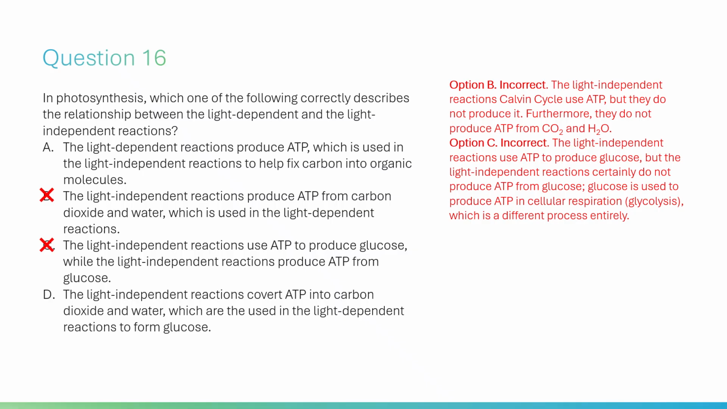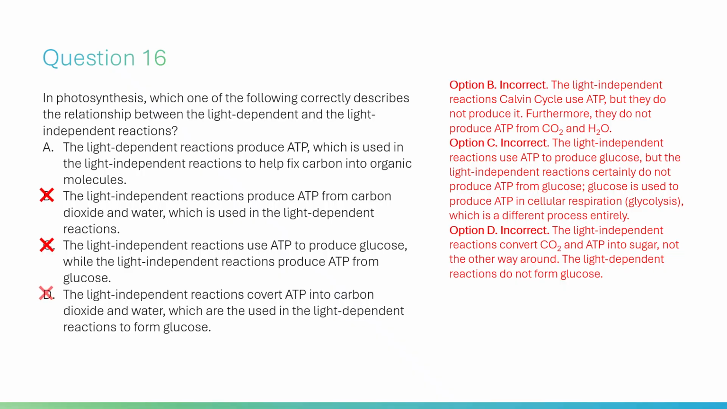Glucose is used to produce ATP in cellular respiration, glycolysis, which is a different process entirely. Option D, incorrect. The light-independent reactions convert CO2 and ATP into sugar, not the other way around. The light-dependent reactions do not form glucose.